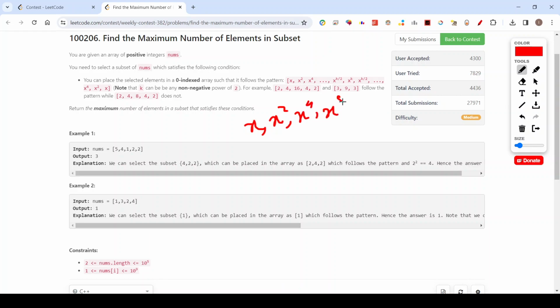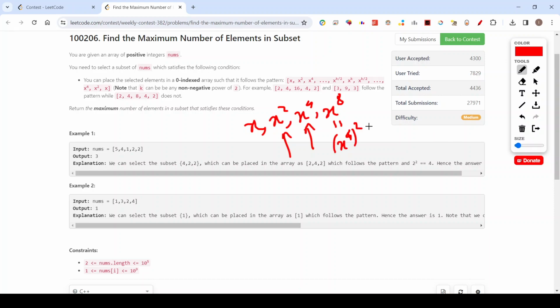Fifth number would be what? X to the power 8, right? Because any number is the square of its previous number, right? So that's how the numbers are written. So x to the power 8 would be what? X to the power 4 whole square, right? I hope you got this.